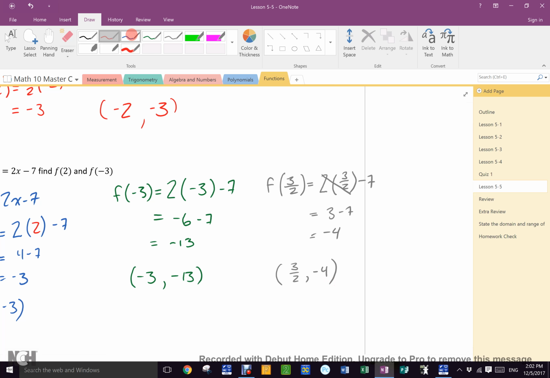Okay. Prove it. What is the F of happy face? Happy face equals happy. Jack? 2 happy face minus 7. What's the F of lightning bolt? 2 lightning bolt minus 7. What is the F of 2x? 4x. 4x minus 7.